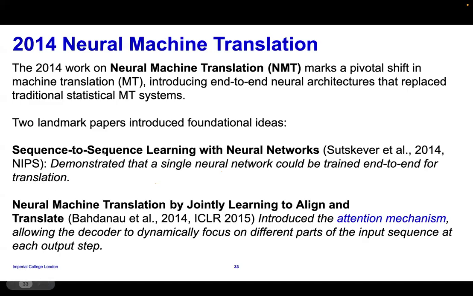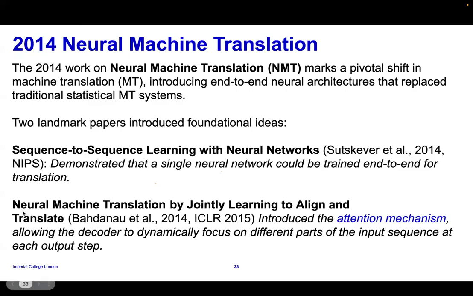You can see this paper, Seq2Seq, is the one that comes up with the architecture we are talking about. Sequence to Sequence Learning with Neural Networks. This is a paper from Google, I guess, that demonstrated that a single neural network can be trained end to end for translation. You remember we are talking about Seq2Seq. This paper introduced the architecture we saw for Seq2Seq.